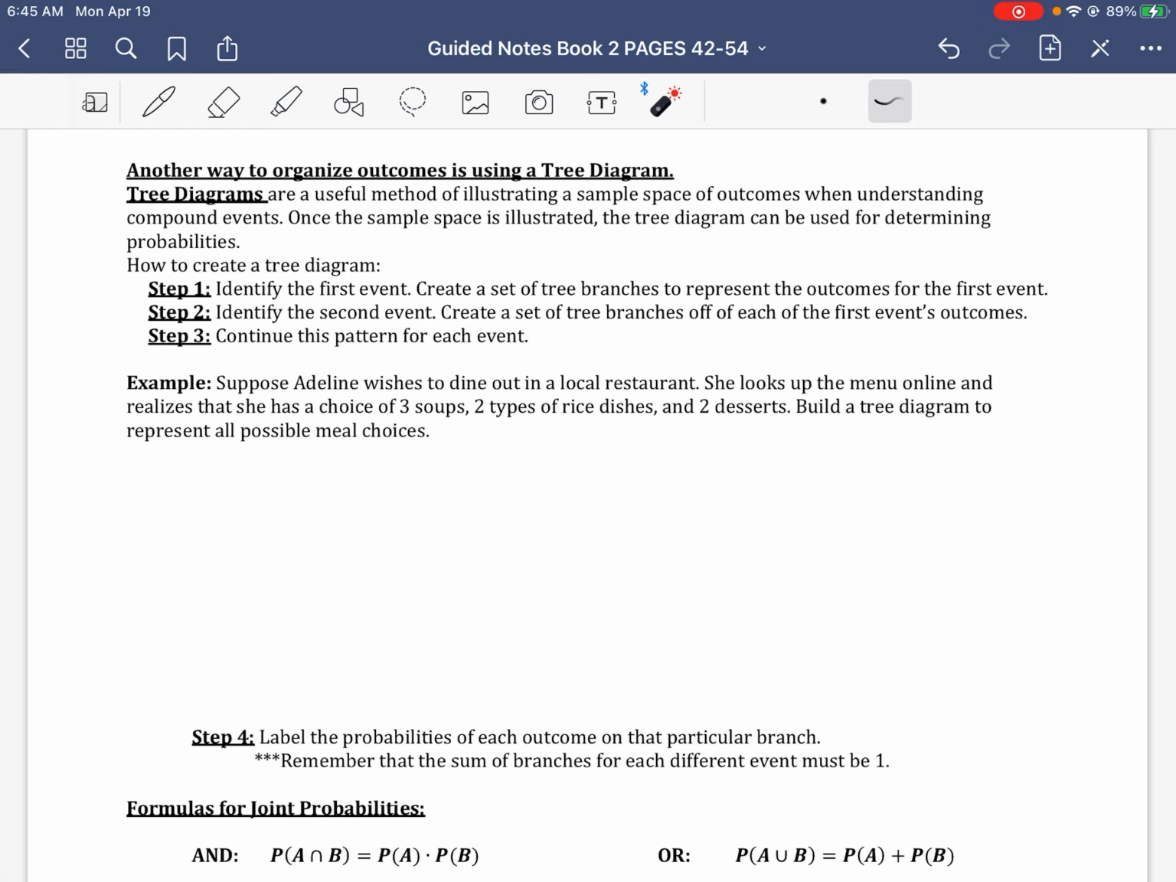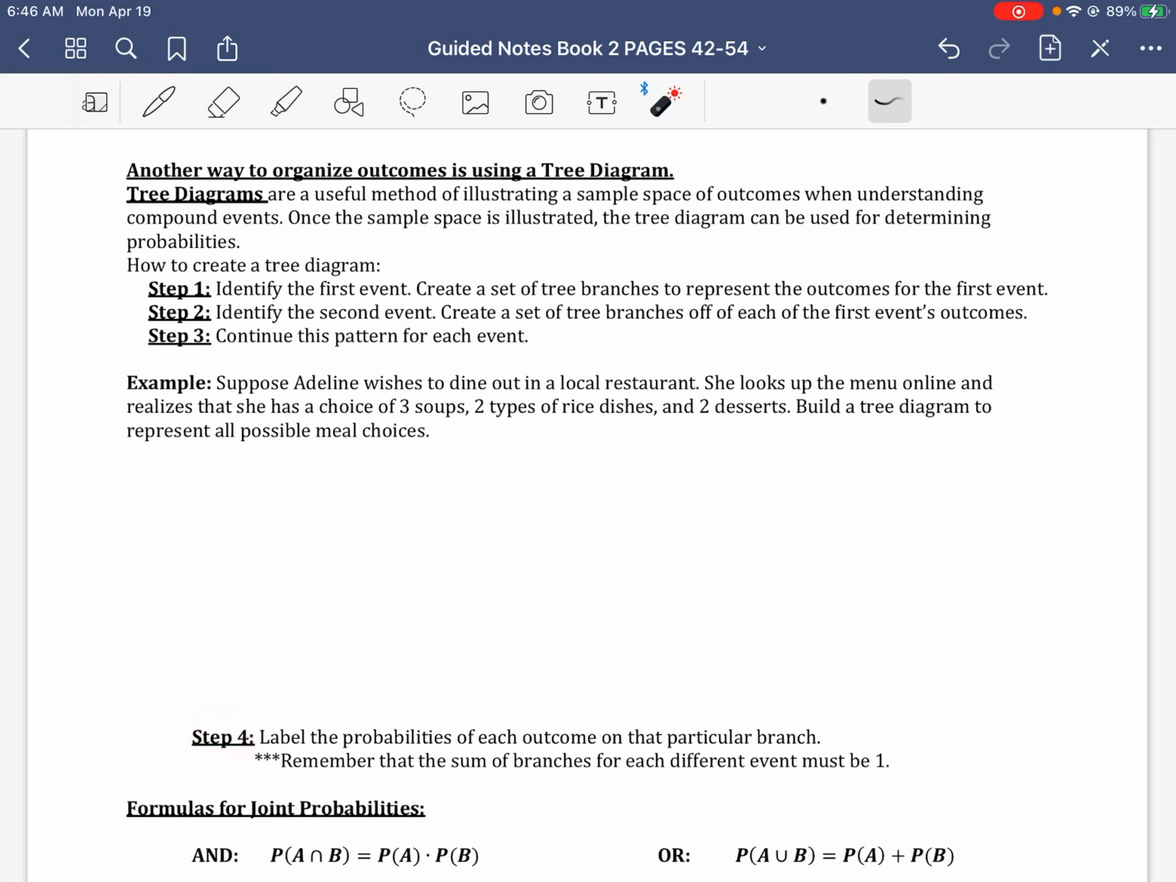Step number 1, you've got to identify each event for what it is. So identify the first event, what's happening first, and then create a set of tree branches to represent that outcome. Number 2, you identify the second event. Create a set of tree branches off each of the first event's outcomes, and then you continue this pattern for each event. And then we probably would add a step 4, which we put clear down here. We would add the probabilities.